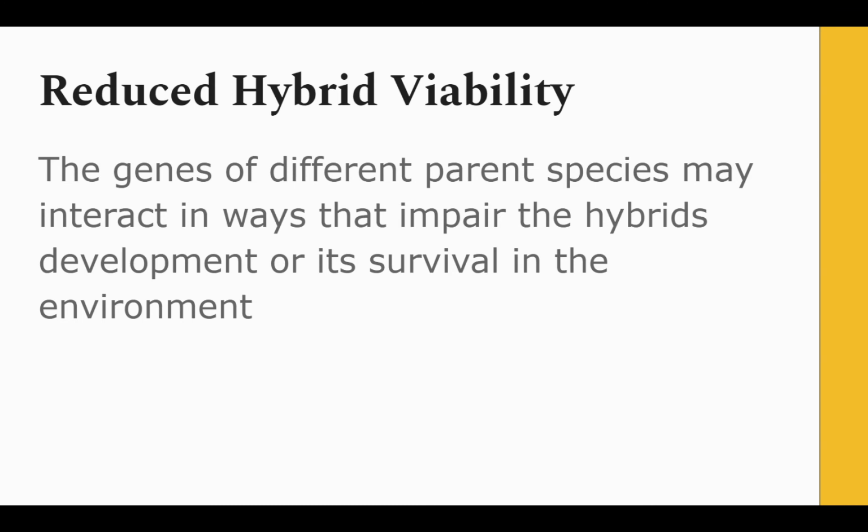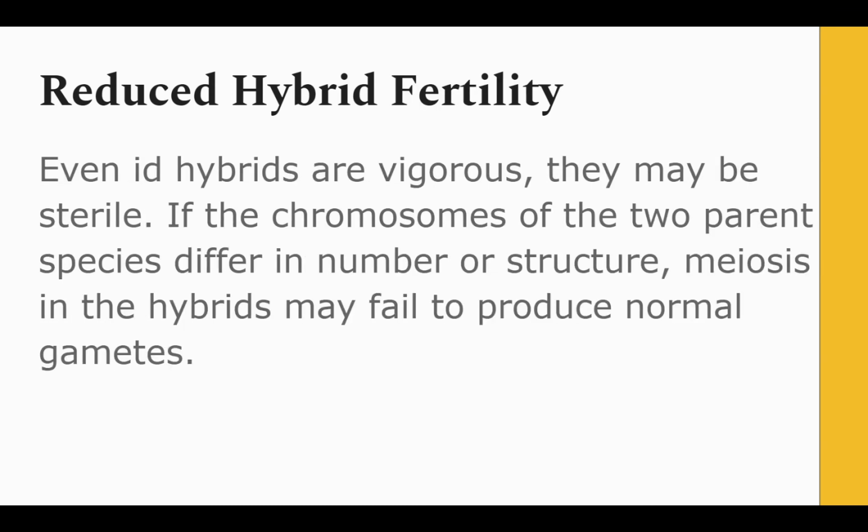Because prezygotic and postzygotic scenarios can happen at the same time, right? There can be more than one of these happening at once. So in addition to reduced hybrid viability, we also have reduced hybrid fertility. This is if, because I can't spell or type, I guess. So even if hybrids are viable and vigorous, right, they may be sterile. So we only need this first sentence. This could be because the chromosomes of the two parent populations differ in number or structure. So if the chromosomes don't line up correctly, then meiosis can't take place to make gametes in the offspring. And if the offspring can't have babies, then it is not considered a species.